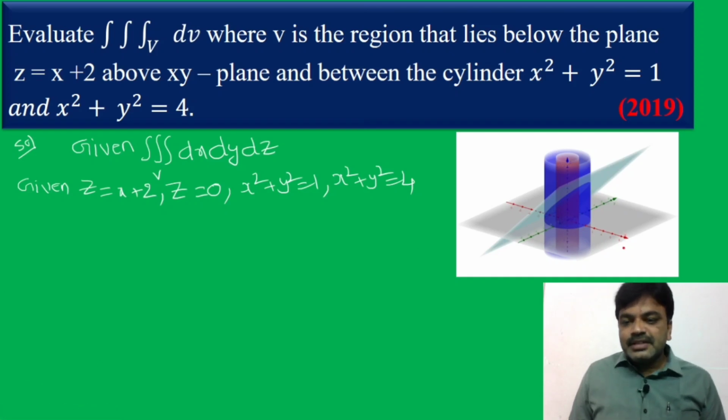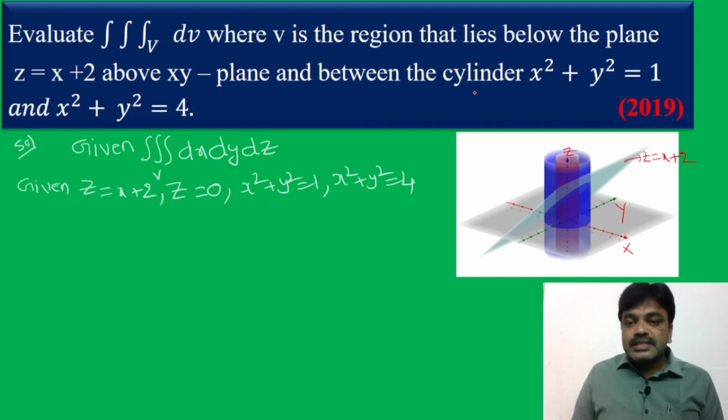Here this is the x-axis, this is the y-axis, and here we have the z-axis. Now what is given: z equals x plus 2. Here, this is the plane. The plane is z equals x plus 2, where z equals 0 in the xy plane. And then x squared plus y squared equals 1.